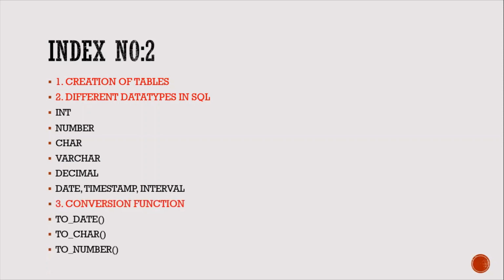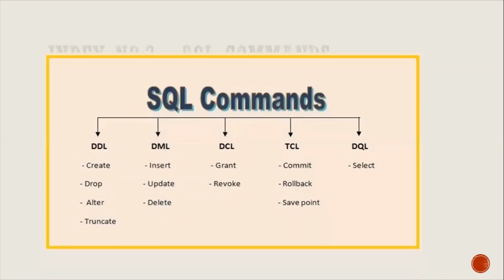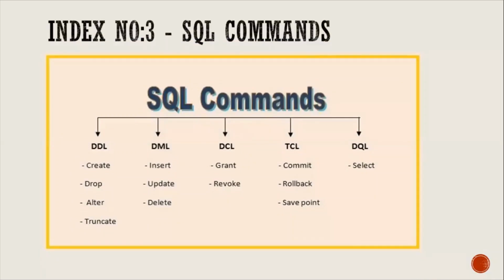And then later we went further and we saw what the different conversion functions are: to_date, to_char, to_number, to_timestamp. This date, timestamp, interval and these conversion functions we saw in a separate session because they involve a lot of manipulation of data and they were a bit different compared to int, number, char, varchar, and decimal.